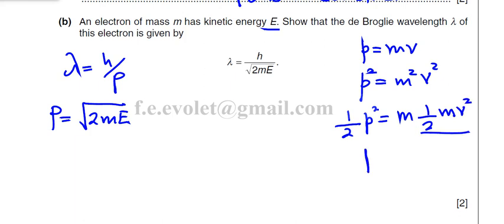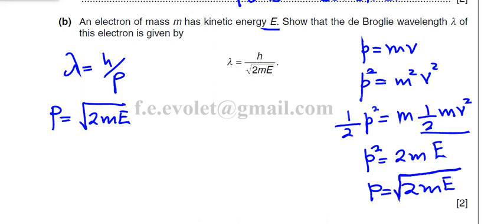Rearranging it, we get momentum squared equals, that 2 goes on the other side, 2mE. The kinetic energy in this question is represented by E, so momentum is equal to root 2mE. So when we put this value of the momentum in the de Broglie formula, we get lambda equals h over root 2mE.